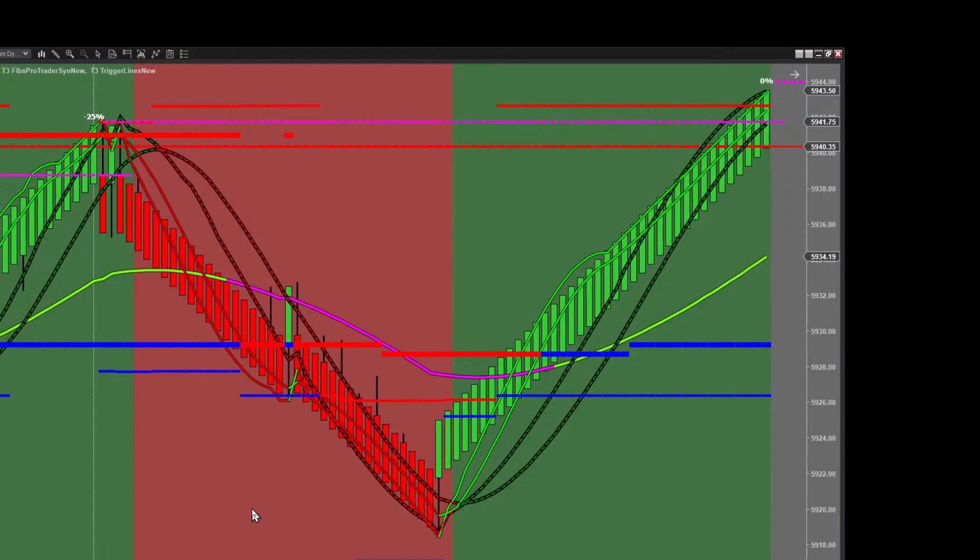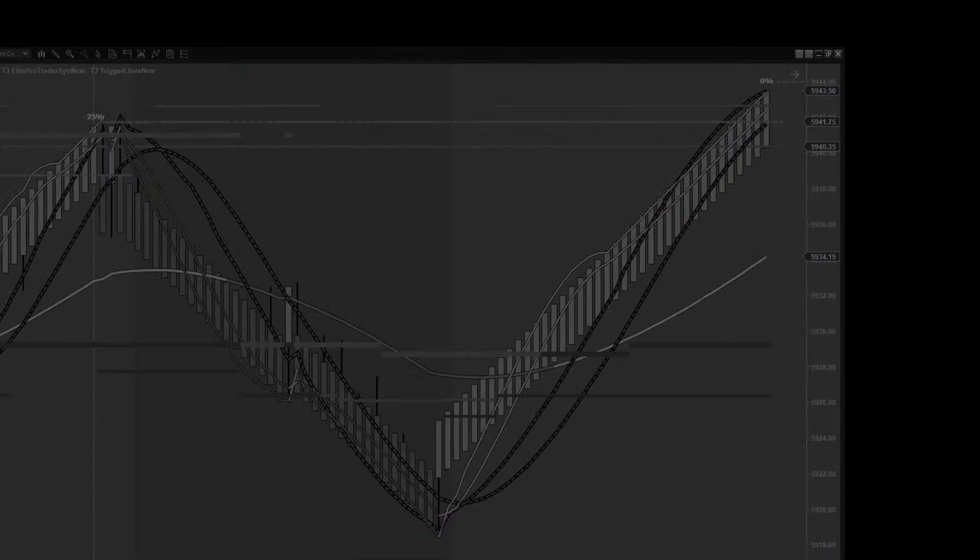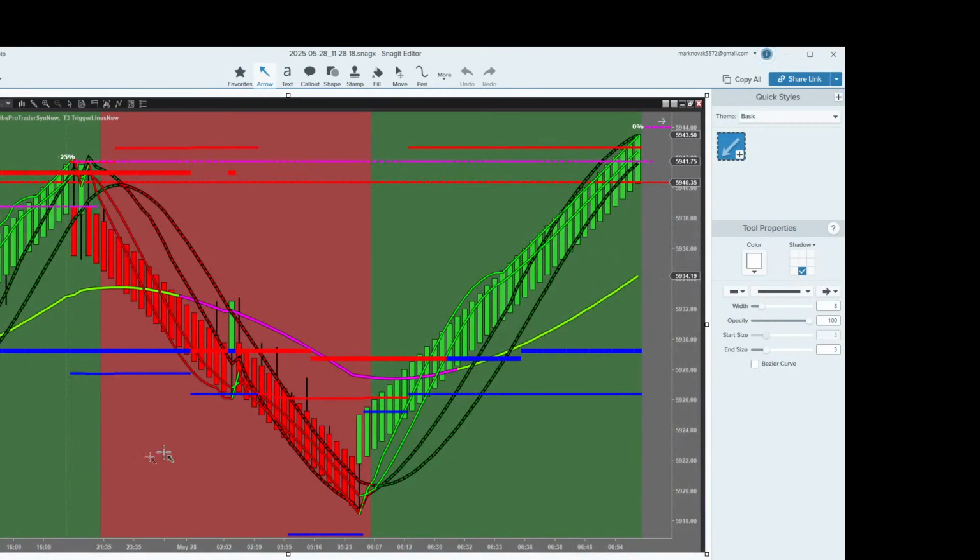Guys, we're going to talk about strong tops and bottoms real quick. They're not normal either. Right on.